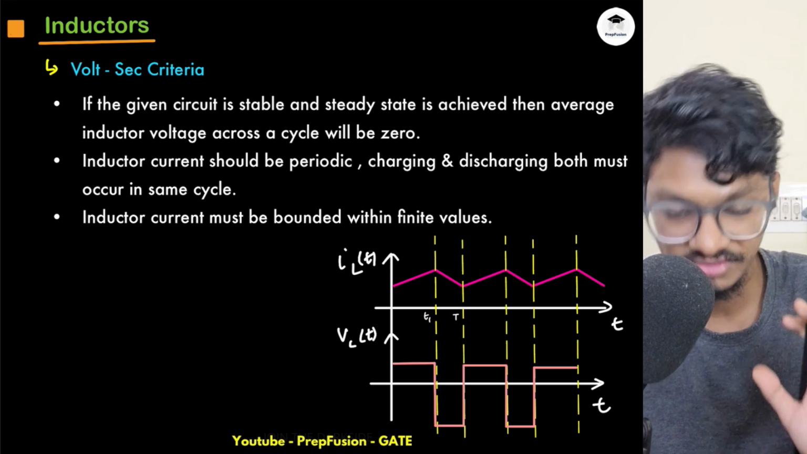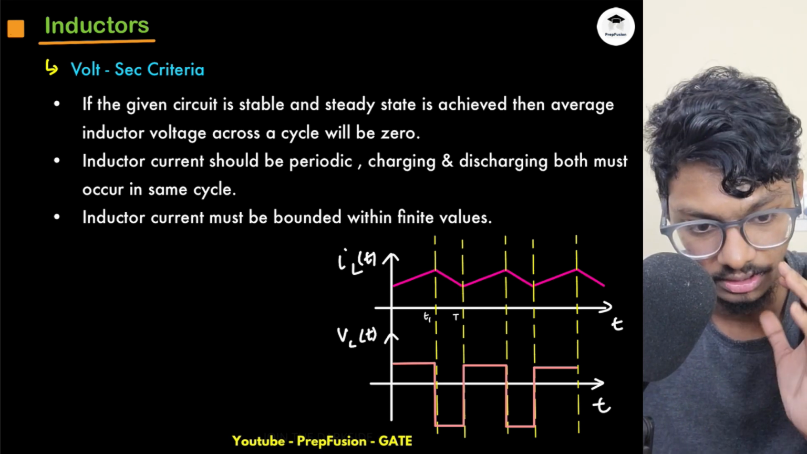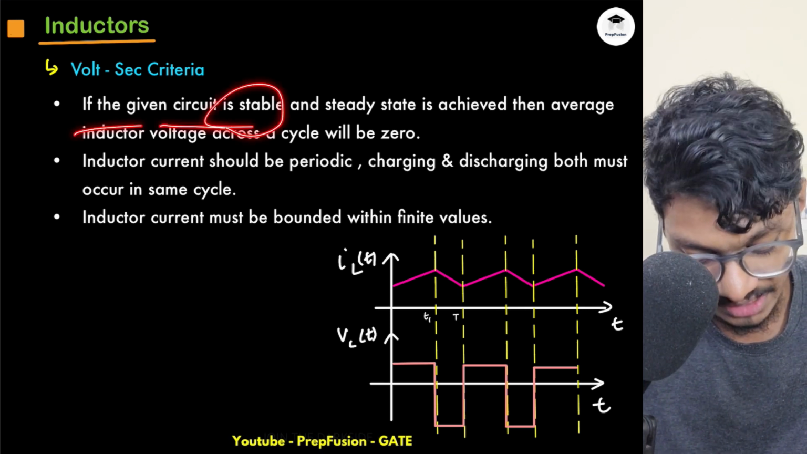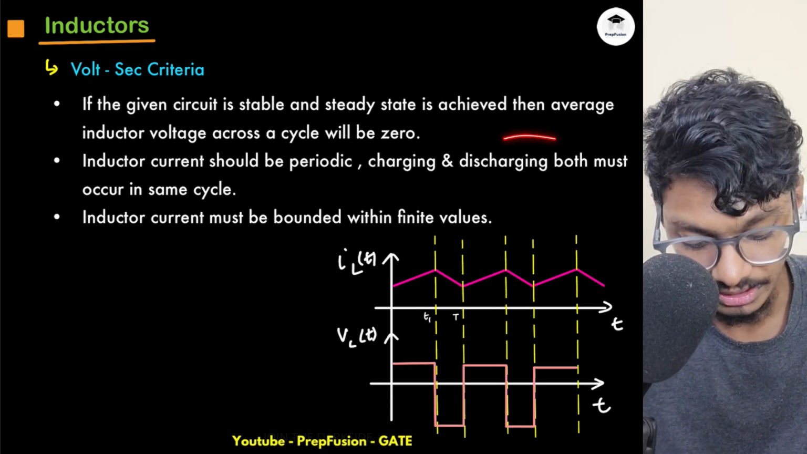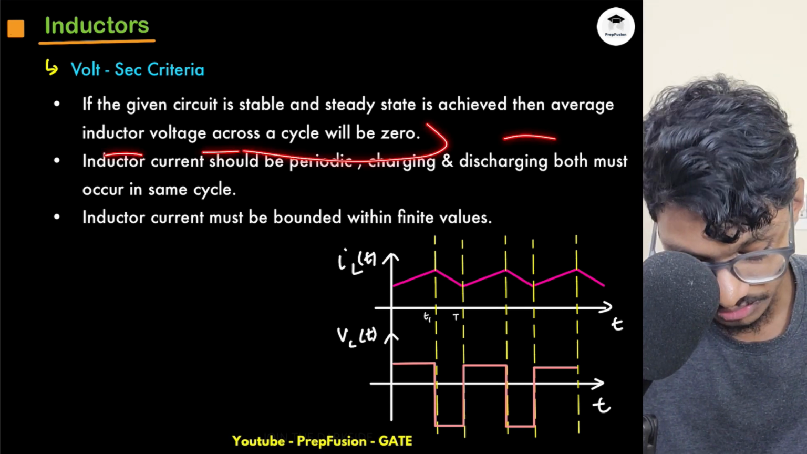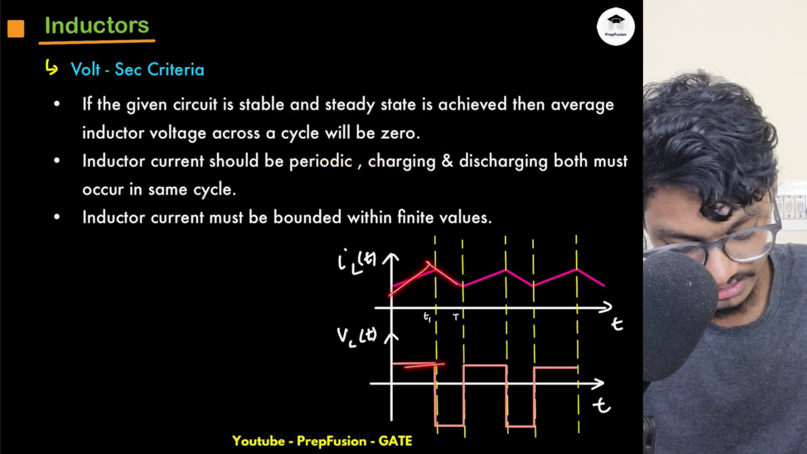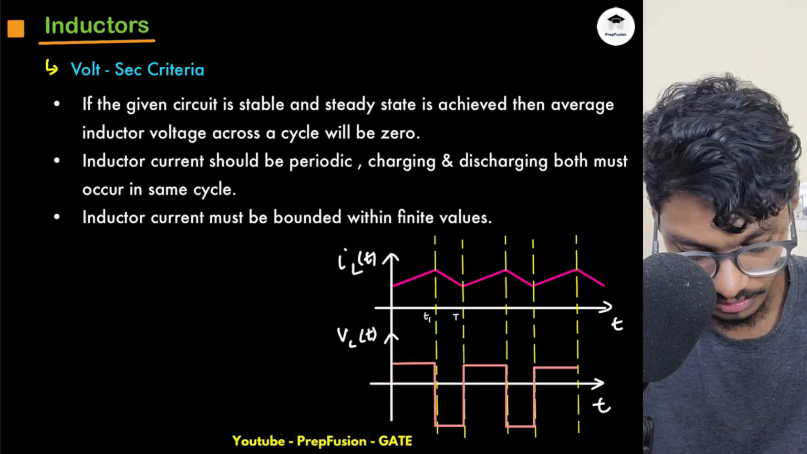Okay, now what is the voltage second criteria of inductor? That we already know, but still we need to revise this. This may be new to you as well. If the given circuit is stable and steady state is achieved, then the average inductor voltage across the cycle will always be 0. What do I mean by this? So this is the inductor current, and this is the voltage. So if I find out the average inductor voltage over a cycle.